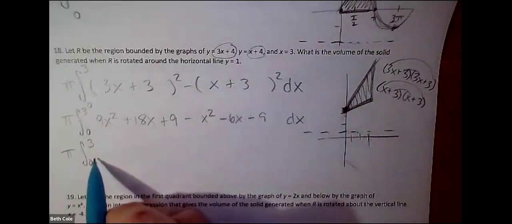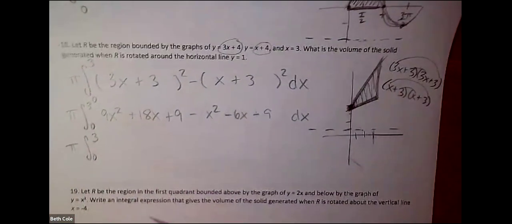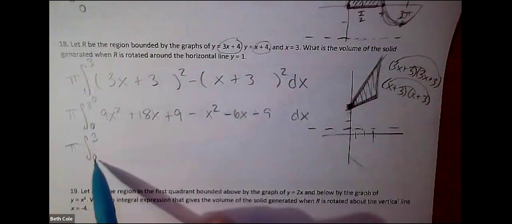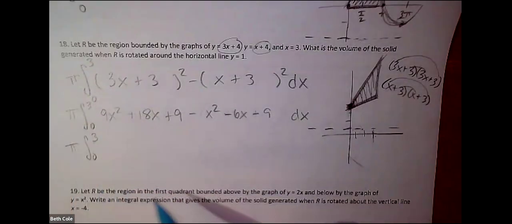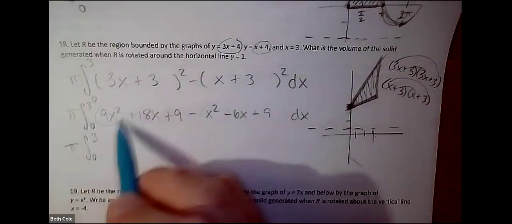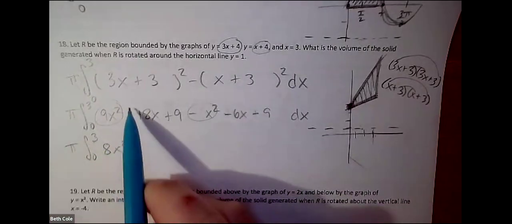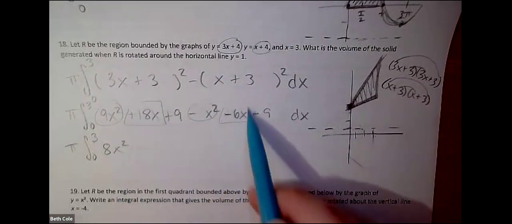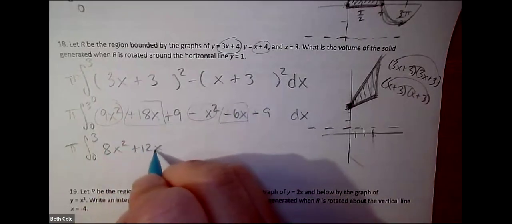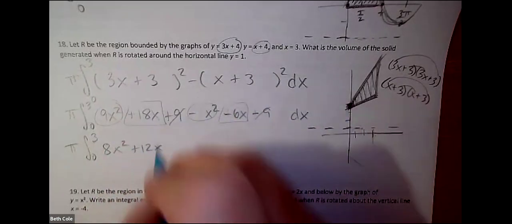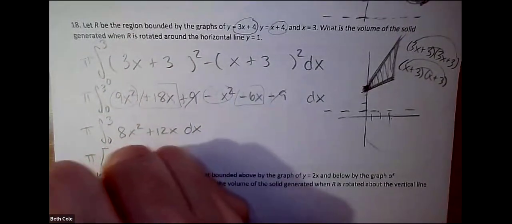I still didn't even do the antiderivative. I'm still writing this integral because I didn't even do the antiderivative yet. I haven't even done any calculus. This is all algebra. All right, 9x squared minus x squared will be 8x squared. 18x minus 6x will be 12x. And then, thank goodness, the 9's are going to cancel out. And now I can do the antiderivative.